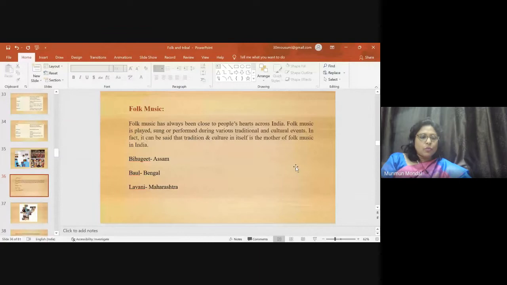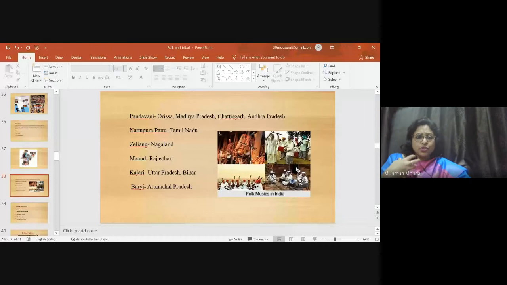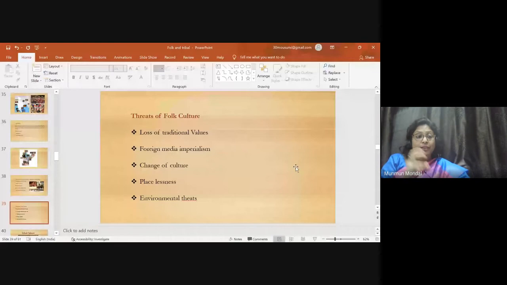Now I am moving to the folk music. We have different folk music like Bihu in Assam, Baul in Bengal, Lavani in Maharashtra. So this practice of different folk dances and folk songs is a very strong aspect of folk art, because I have already mentioned they are very much internally connected. And when we talk about the different traits of folk culture, nowadays we can see that these traits are very much in danger.